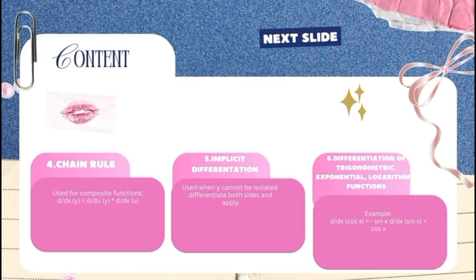Then we have implicit differentiation. This happens when y cannot be separated from x, like in the equation of a circle or a more complex curve. We differentiate both sides normally, but every time we differentiate y, we multiply by dy over dx.